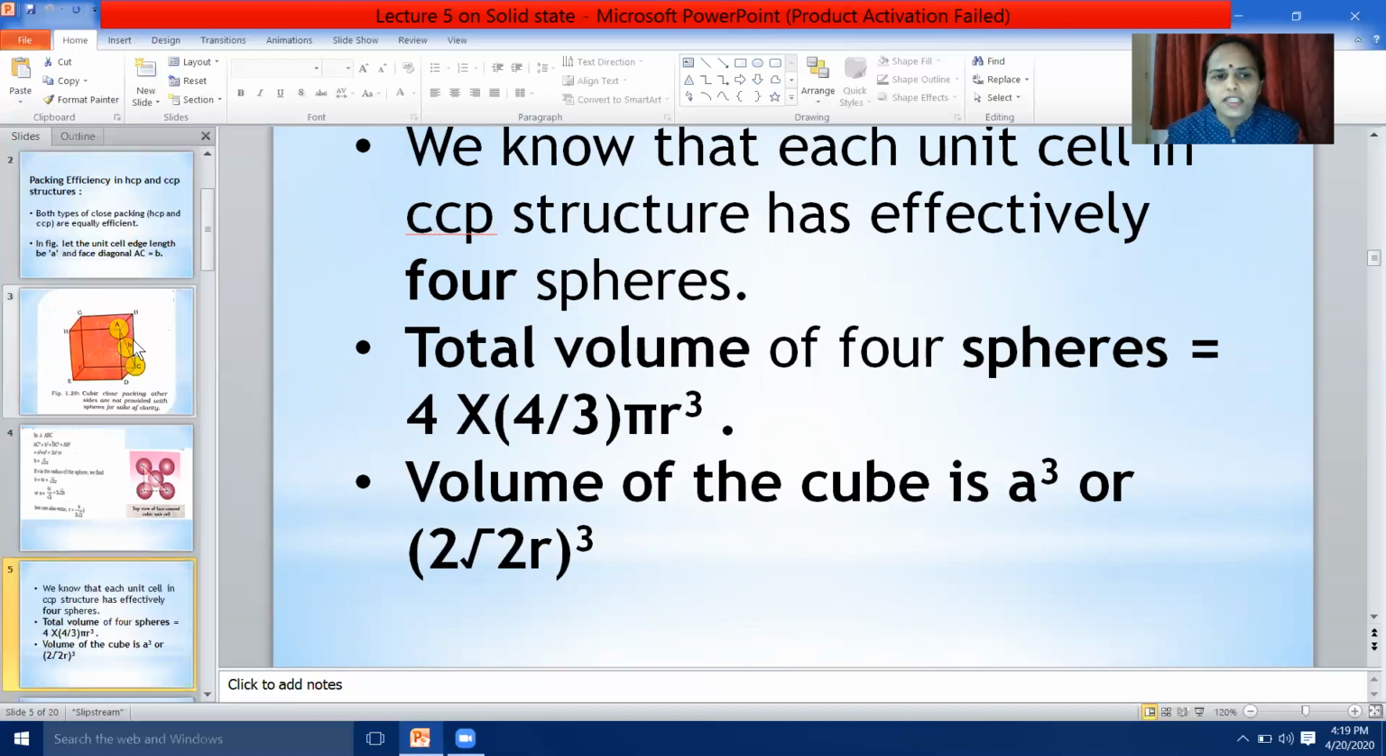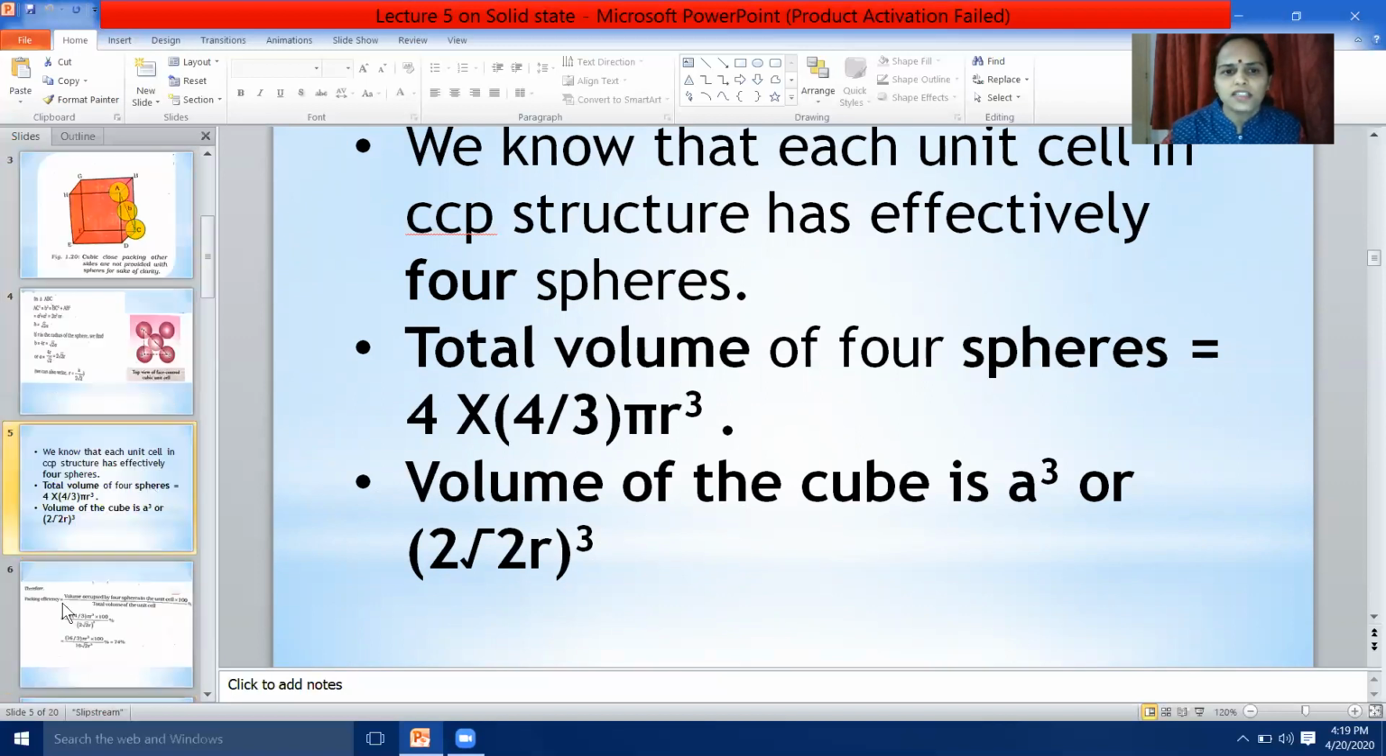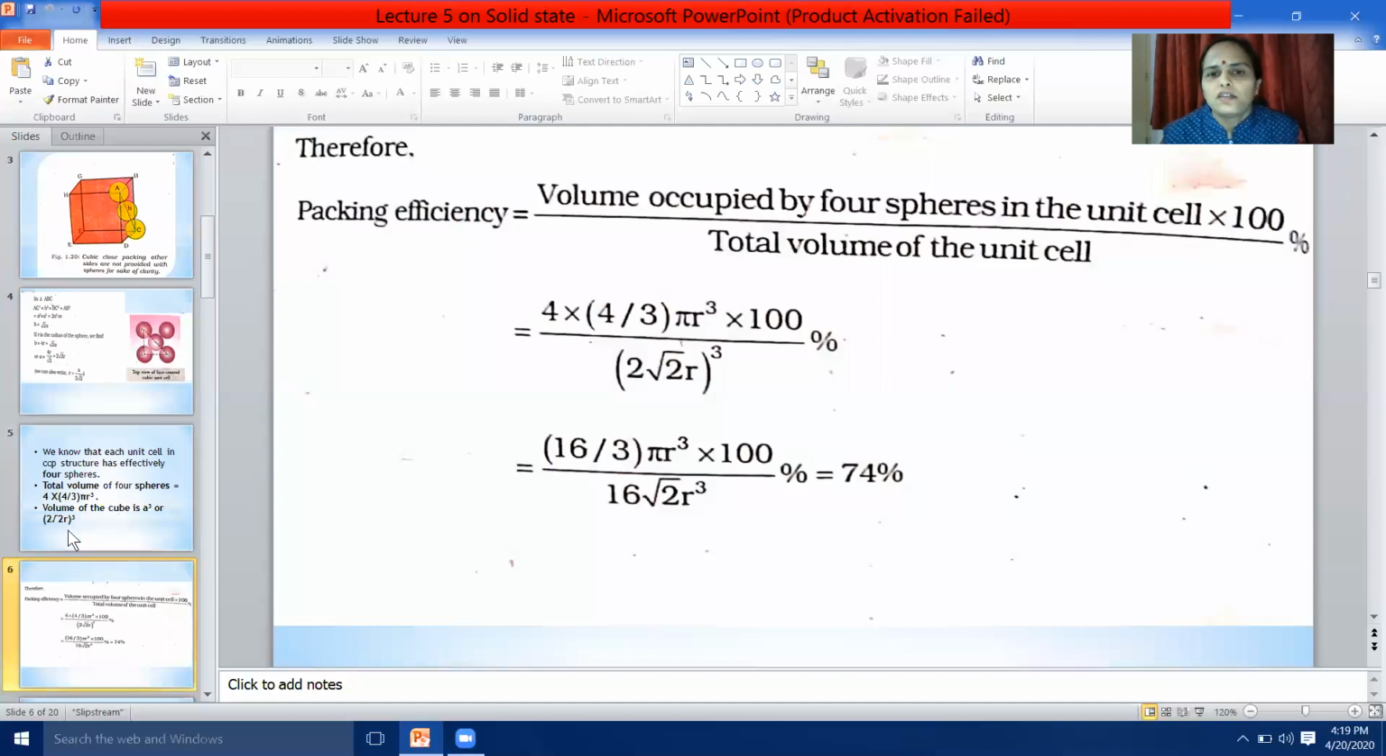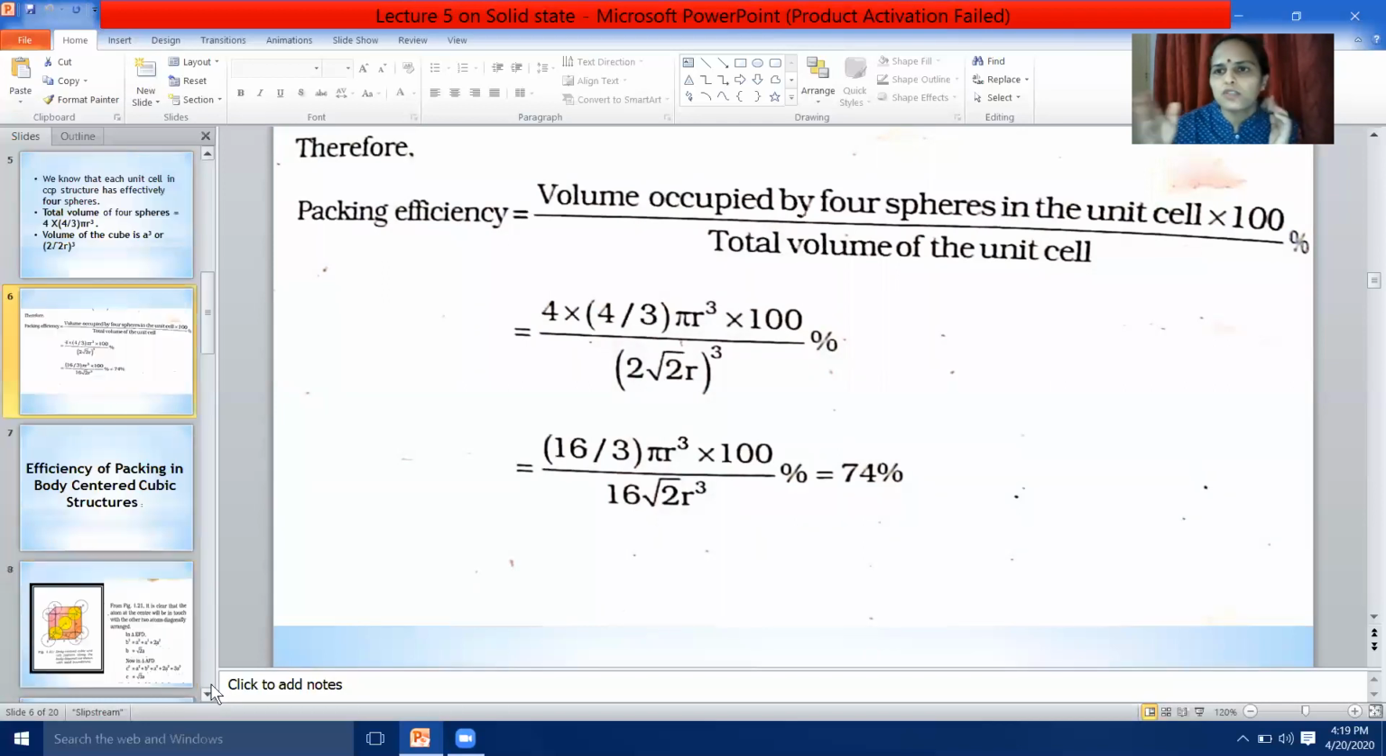Let us come to the next slide. So here we can calculate the packing efficiency by putting in the formula: packing efficiency equals the volume occupied by 4 spheres in the unit cell into 100, the whole divided by the total volume of the unit cell. Since we are calculating the packing efficiency in percentage, we represent packing efficiency here in percent.